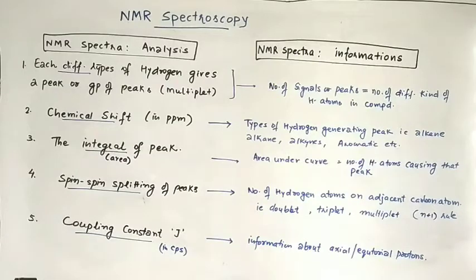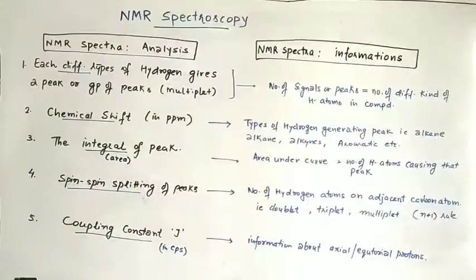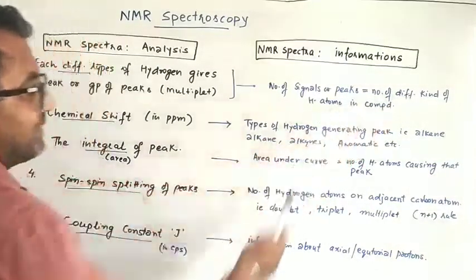So when an NMR spectrum is in front of you, you have to see the number of peaks. Each different kind of hydrogen gives a peak or group of peaks. So when you count the number of peaks, suppose there are 4 peaks, it means in your organic compound there are 4 different kinds of hydrogen atoms. Each different type of hydrogen gives a different peak. So if there are 4 peaks in a spectrum, the number of different kinds of hydrogen atoms is 4.